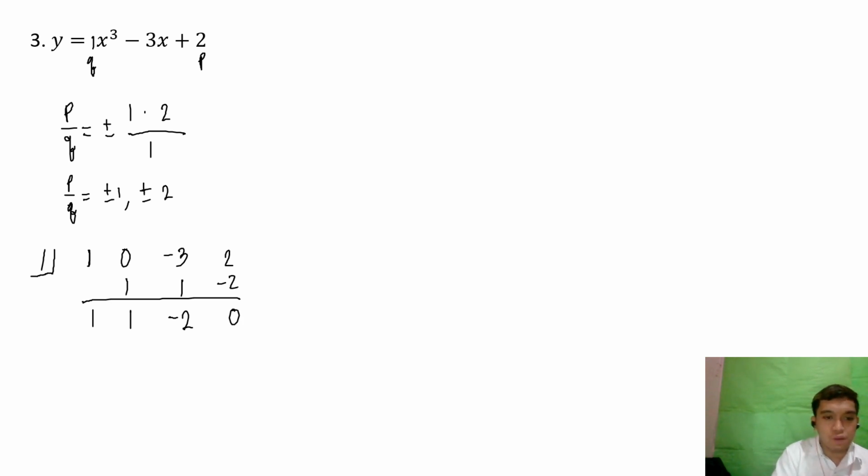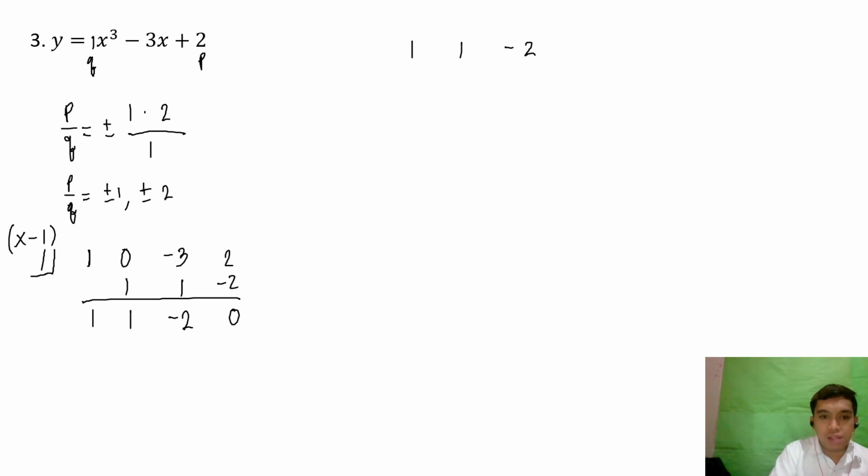Okay, so therefore, itong 1 ay real root at siya ay factor ng ating polynomial function kapag ginawa nating polynomial itong ating divisor. So, yan ay magiging x minus 1. So, we have here 1, then 1, then negative 2.